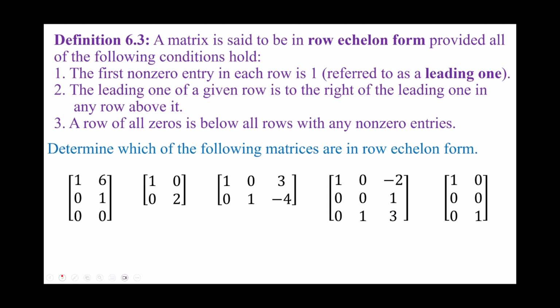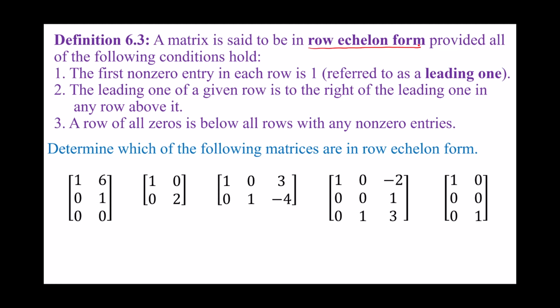Definition: a matrix is said to be in row echelon form, provided each of the following conditions hold. Number 1, the first non-zero entry in each row is 1. We refer to that as the leading one. Number 2, the leading one of a given row is to the right of the leading one in any row above it. And number 3, a row of all zeros is below all rows with any non-zero entries.